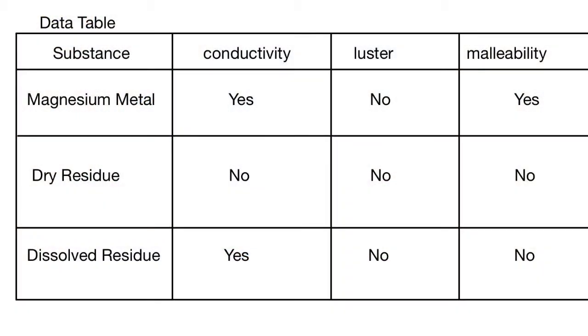Here's our data table. If the product looks like this, then it is an ionic compound. As we can see, when the product gets wet, for example, the ions become electrolytes, which means they have somewhere to go, which makes them conductive.